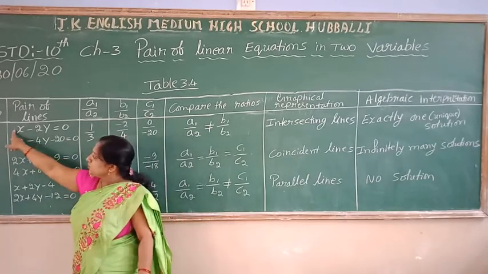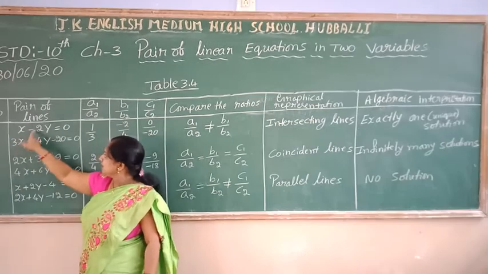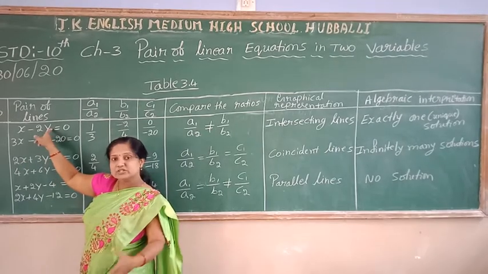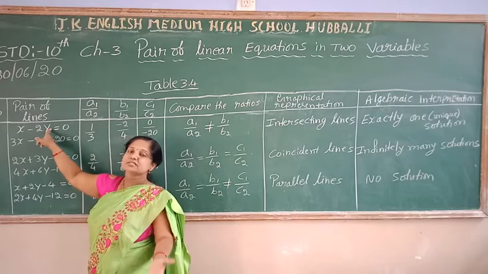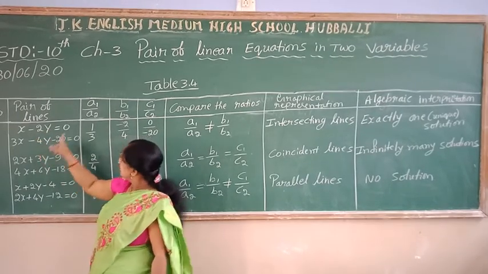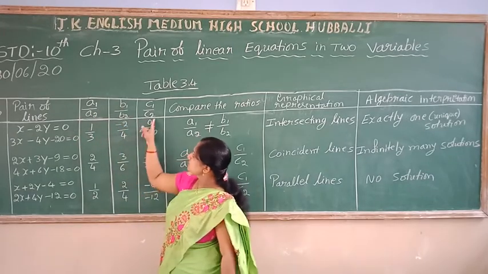Here A1 has no number written, it is understood that 1 is there. This is A2, 3. This is B1, minus 2. B2, minus 4. The C1 value is not there in the first equation, so you have to consider C1 as 0. Any term that is not there, you have to consider it as 0. Here C2 is minus 20. So write all the values, those A1, A2, B1, B2, C1, C2.